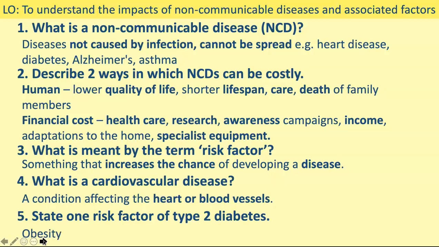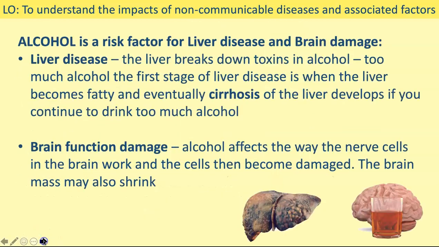If you need to pause the screencast before we move on to mark your answers, then do that now. Okay. Alcohol is a risk factor for liver disease and also brain damage. Liver disease is caused because the liver actually breaks down the toxins that are in alcohol. Too much alcohol can lead to the first stage of liver disease, and this is when the liver becomes fatty. Eventually, cirrhosis of the liver will develop if you drink too much alcohol, and cirrhosis of the liver is scarring of the liver tissue, which will mean reduced function of the liver.